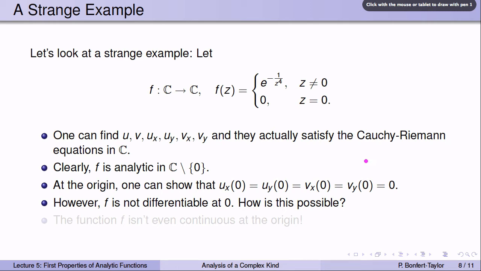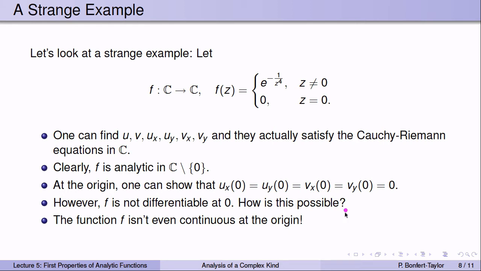How is that possible? f satisfies the Cauchy-Riemann equations everywhere in C and is not differentiable? Isn't that a contradiction to some theorem that we had earlier? In fact, f isn't even continuous at the origin. So a function that's not continuous can't be differentiable. Remember, if a function is differentiable, then it's automatically continuous at that point. Since f is not continuous at the origin, I'll show you why, f cannot be differentiable at the origin. So we'll have to solve this mystery in a little bit.